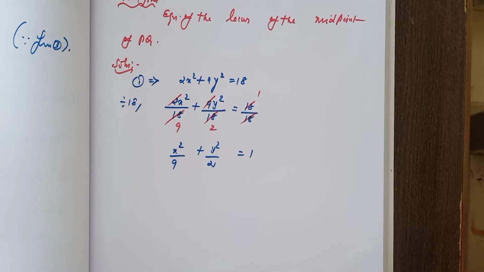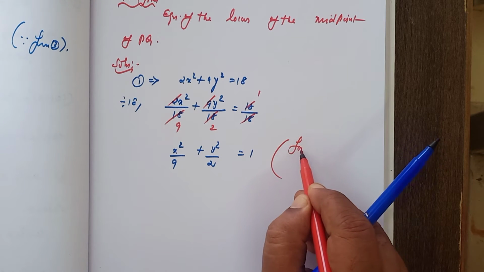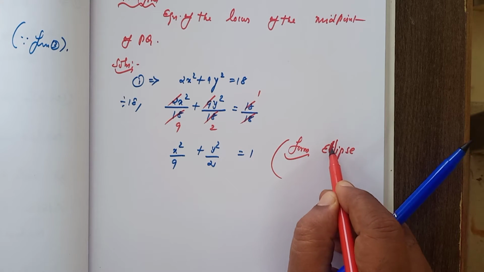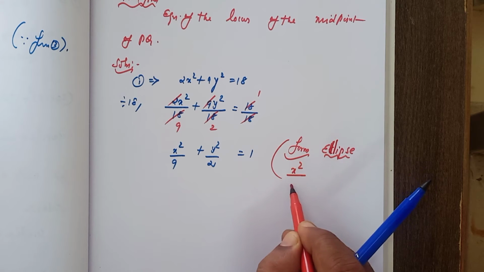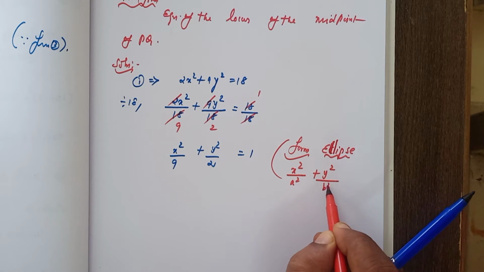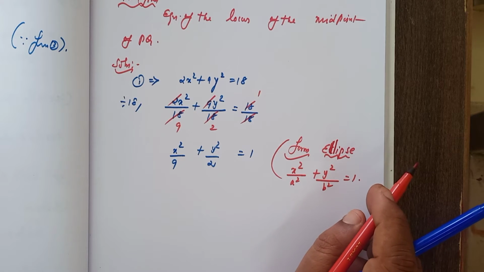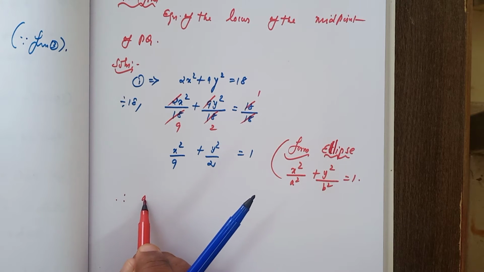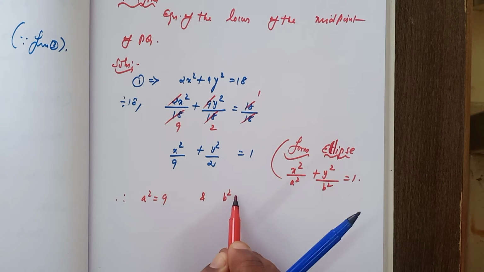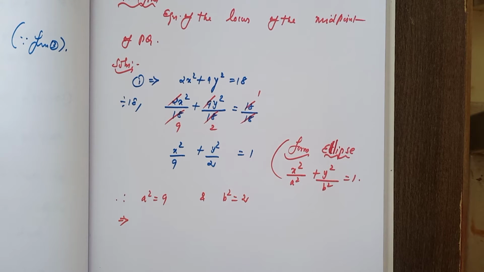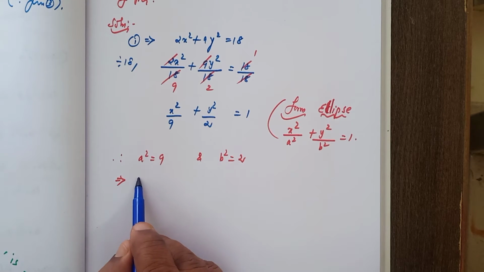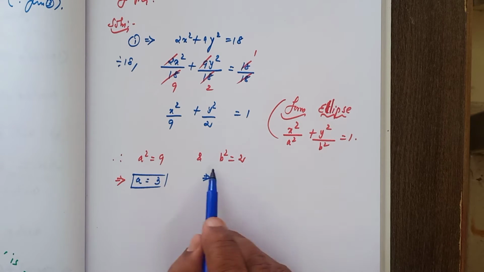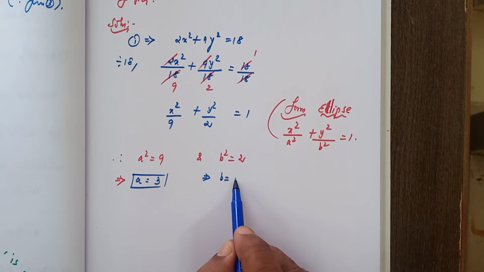So this is of the form, that's an ellipse, x²/a² + y²/b² = 1. So in the ellipse form, you have to compare these two. a² = 9, b² = 2. Therefore a² = 9 and b² = 2, which implies if you take square root on both sides, the square root of a² is a, the square root of 9 is 3. Therefore a = 3. Like that, taking square root on both sides, the square root of b² is b and the square root of 2 is root 2.